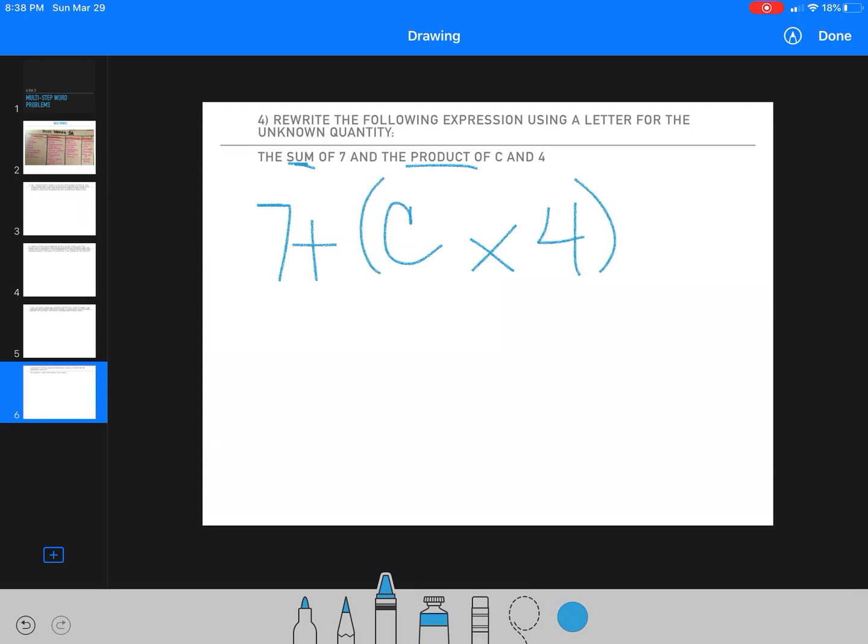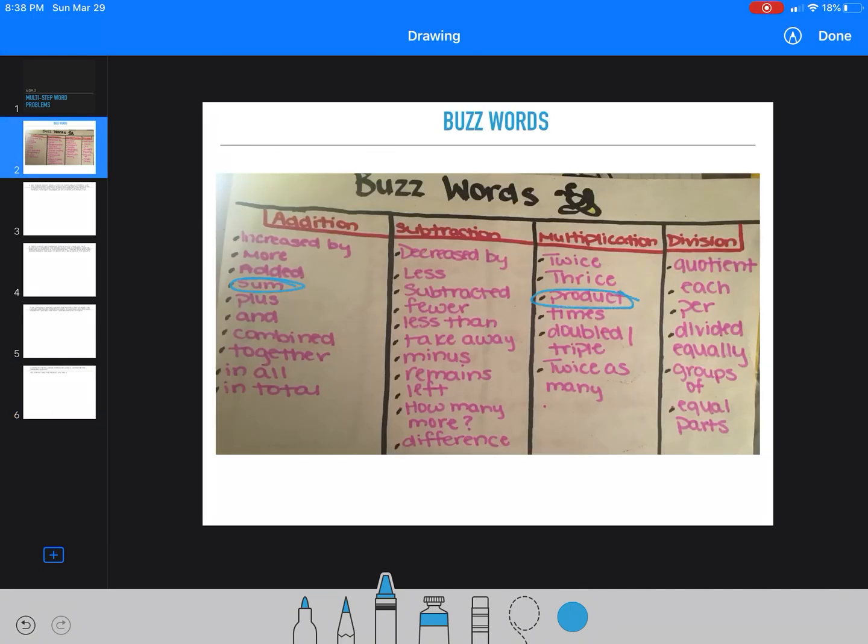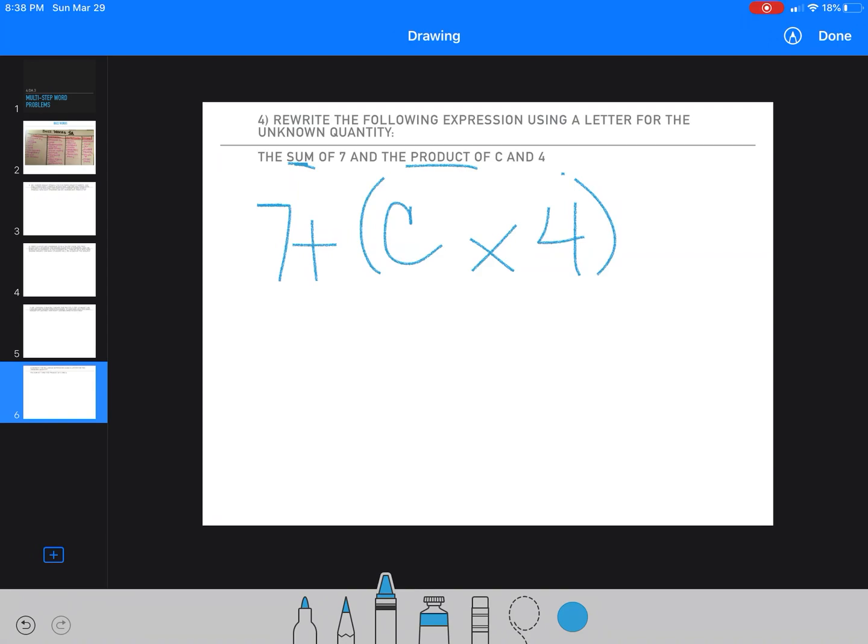Make sure you're adding in your parentheses in order to make sure that you're grouping based off of the operations. So the sum of 7 and the product of C and 4 can also be rewritten as 7 plus (C times 4). Scholars, I did this by utilizing these buzzwords in order to determine where to place the operations in my written expression.